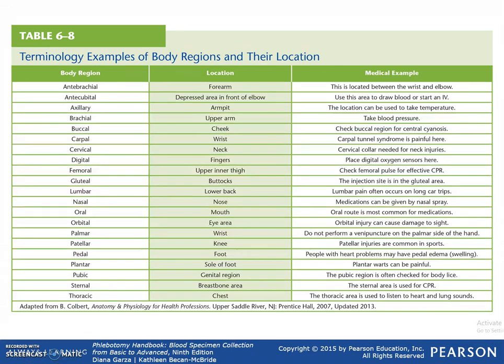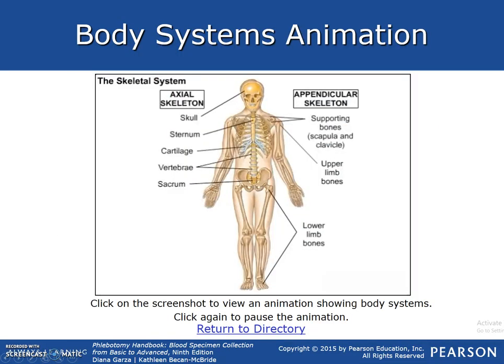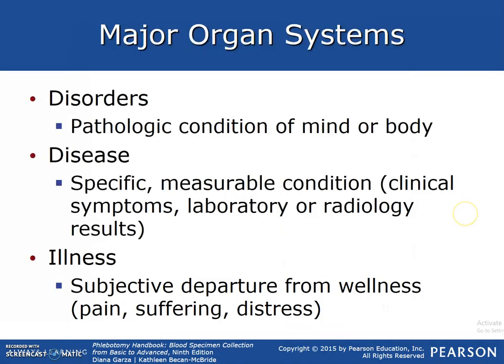Terminology, examples, body regions, and their locations. I will have you review Table 6.8 on your own, as well as Figure 6.10. Chapter 7 covers our cardiovascular and lymphatic systems, and we will review those in class in detail. I will have this animation available to you in a separate piece on Blackboard. This is just the animation of the body systems and the skeletal systems.